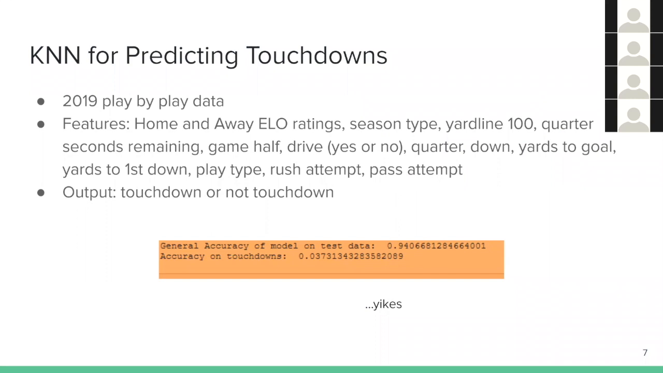K nearest neighbor is a little different from the other algorithms. We decided to classify whether a given play would result in a touchdown or not. It turned out to not be effective since we had so few touchdown plays. The only reasonable way to do this was with one nearest neighbor, which turned out to be not accurate at all.